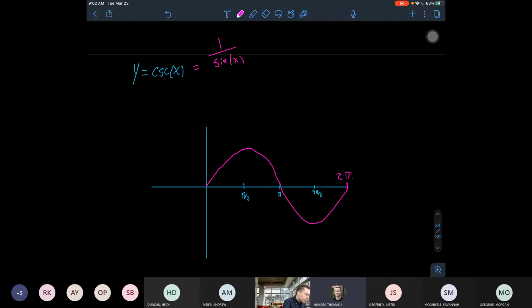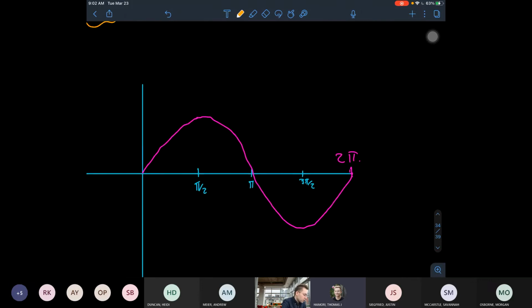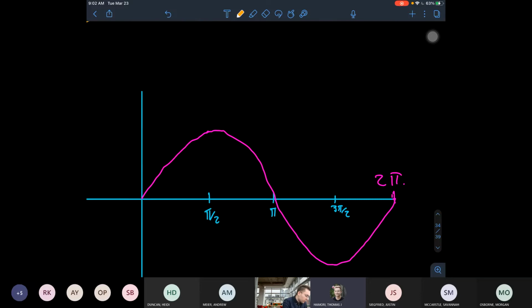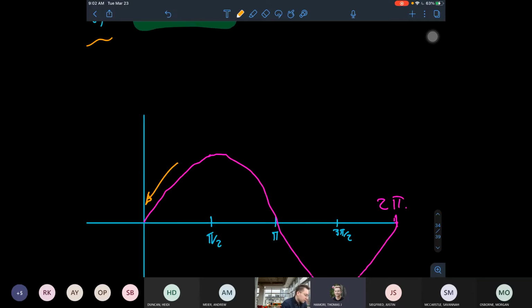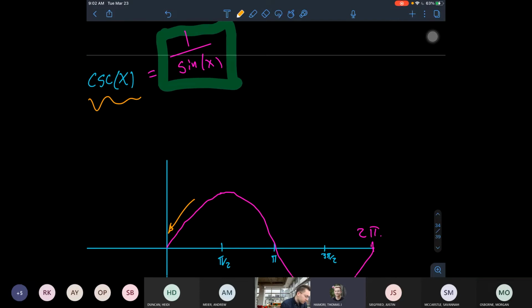Okay, so if we want to know what the graph of cosecant looks like, we want to consider, well, what is the height of the function if the height of the function is given by 1 divided by the height of this function? So I'll do that in orange, maybe. Okay, well, as we approach 0 here, coming down here, the denominator of our function is going to be positive and getting close to 0, and the numerator of our function is a positive number. So we can imagine that cosecant of x should be blowing up here. Okay, it should be getting close to infinity.